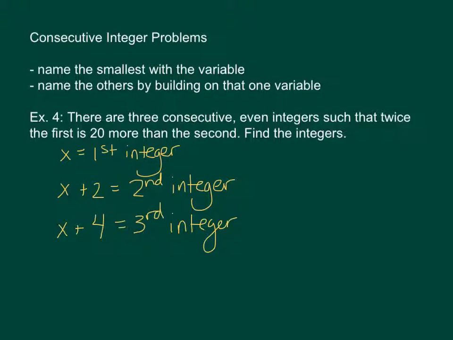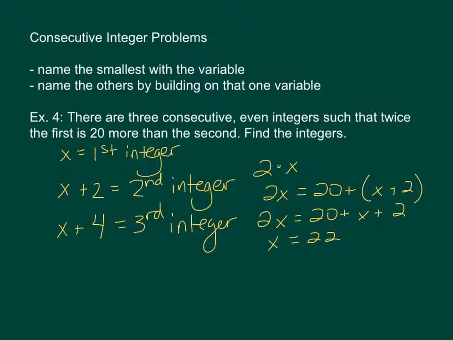Okay, twice the first. Let's do that first. So twice the first of the integers, so 2x, is your equal sign, 20 more than the second. And the second would be x plus 2. So twice the first is 20 more than the second. Find me those 3 integers, please. Did you get 22 for the first one? Because I did. So that makes them 22, 24, and 26.